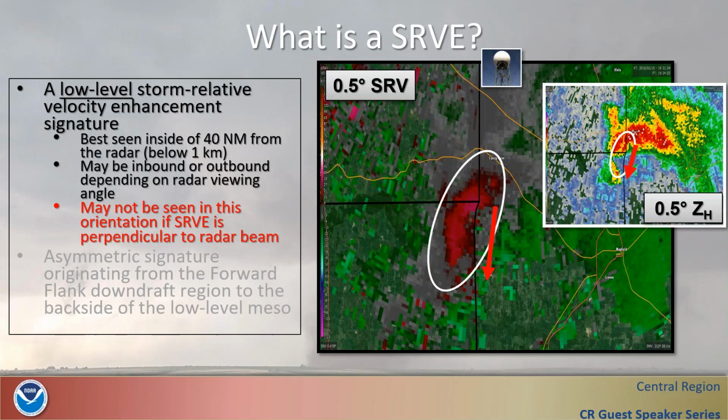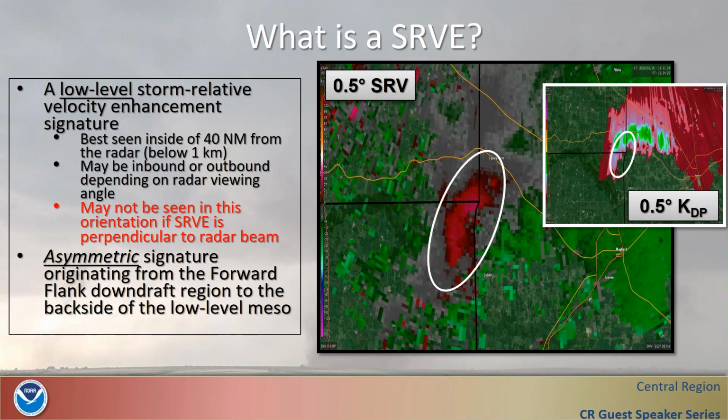The main part of this is that it's an asymmetric signature. In other words, it's kind of dominating what you might think of as a rotational area of the supercell. It's really just looking at one side, on the back side of the meso, looking at this particular feature. And again, it's an airstream rather than just a fleeting signature that you might expect to see.